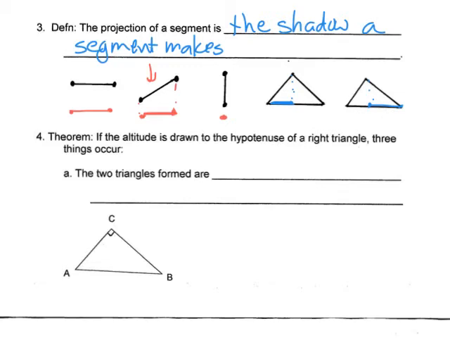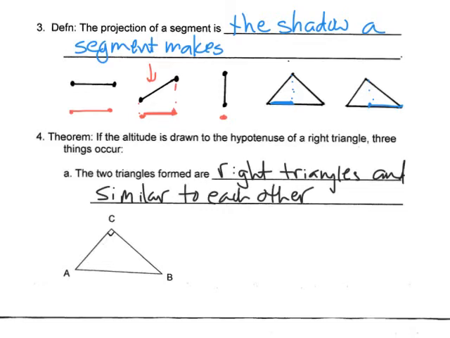And now we have a theorem that's different than, or it's kind of built on what we did yesterday with the similar triangles. Only what we're going to learn today and tomorrow kind of gets us away from having to draw those triangles all the time. So here it is. If the altitude is drawn to the hypotenuse of a right triangle, three things occur. And then again, this is what we talked about yesterday. The two triangles formed are going to be similar to each other.